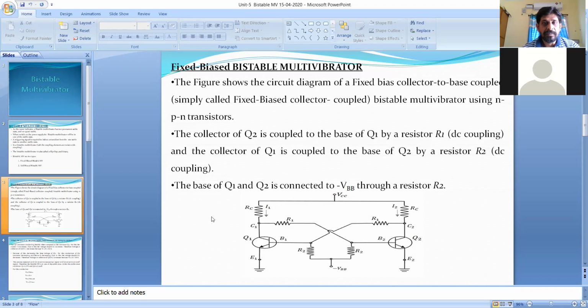Both are DC coupled only. There is no capacitor. That's why all are DC coupled only. There is no AC coupling, that's why there is no quasi-stable state. Therefore, there is no capacitor in between the base and collector of the two transistors. That's why the two states are stable states only.